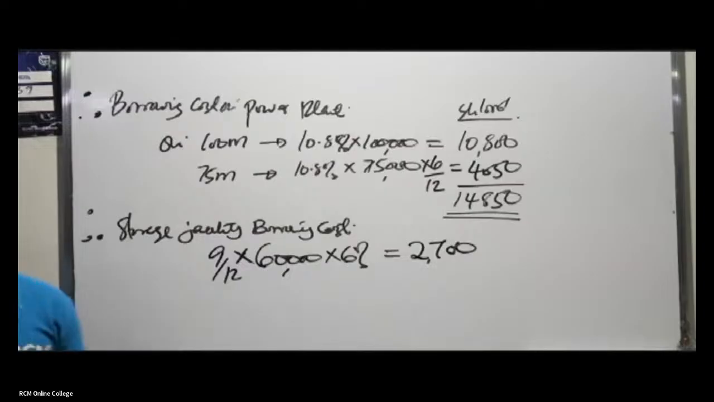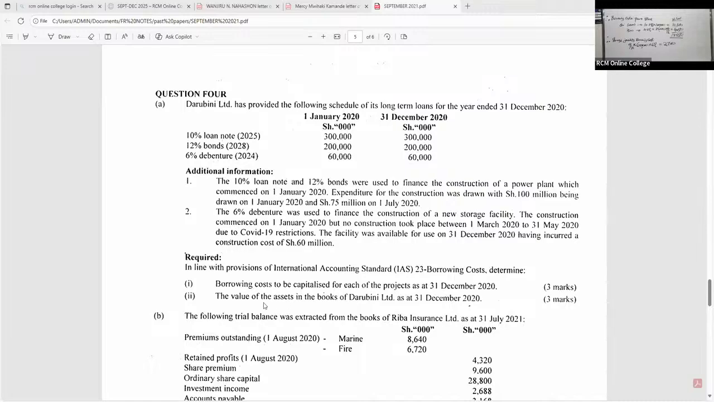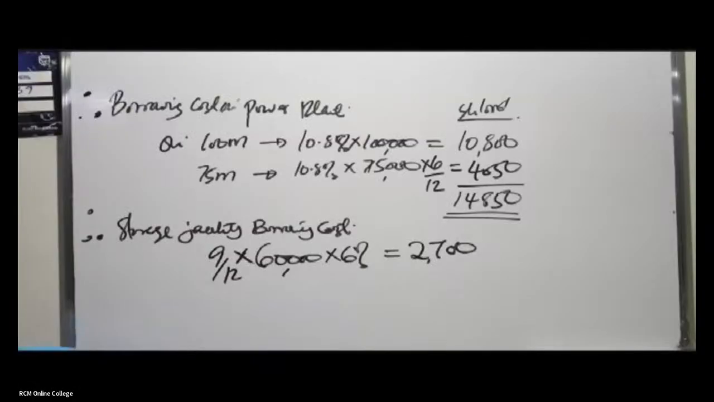Then the second part of the question wanted you to show the value of the assets by the end of the financial year. So the value of the assets includes the borrowing cost to be capitalized. That's what we've already been able to calculate. And the value of the asset in the books of Darubini Limited as of 31st of December 2020. So we can get the value of the asset by taking the costs of the items during the year, then we add on the borrowing cost incurred.